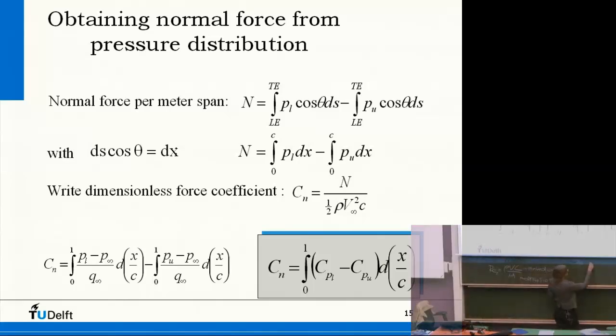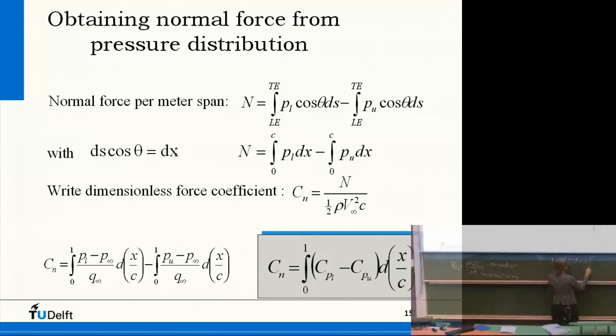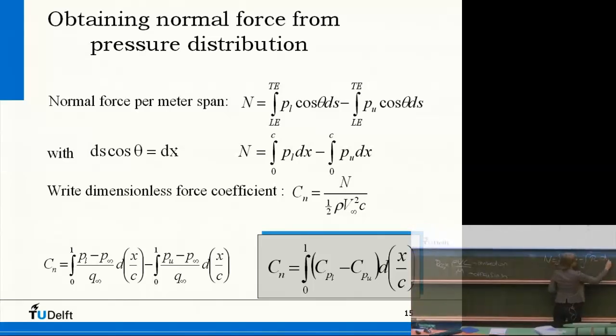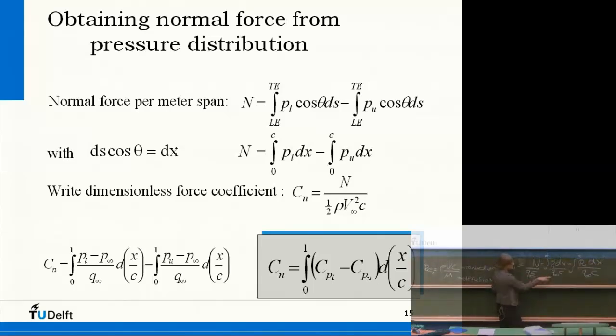So I had N as an integral from 0 to C of PL dx minus PU dx. What I do then is I divide on this side by QC to make it non-dimensional. So I divide here by QC as well, otherwise I don't have the same equation again. So this is then my normal force coefficient, right? This is my division by Q. This C is constant throughout the integral.